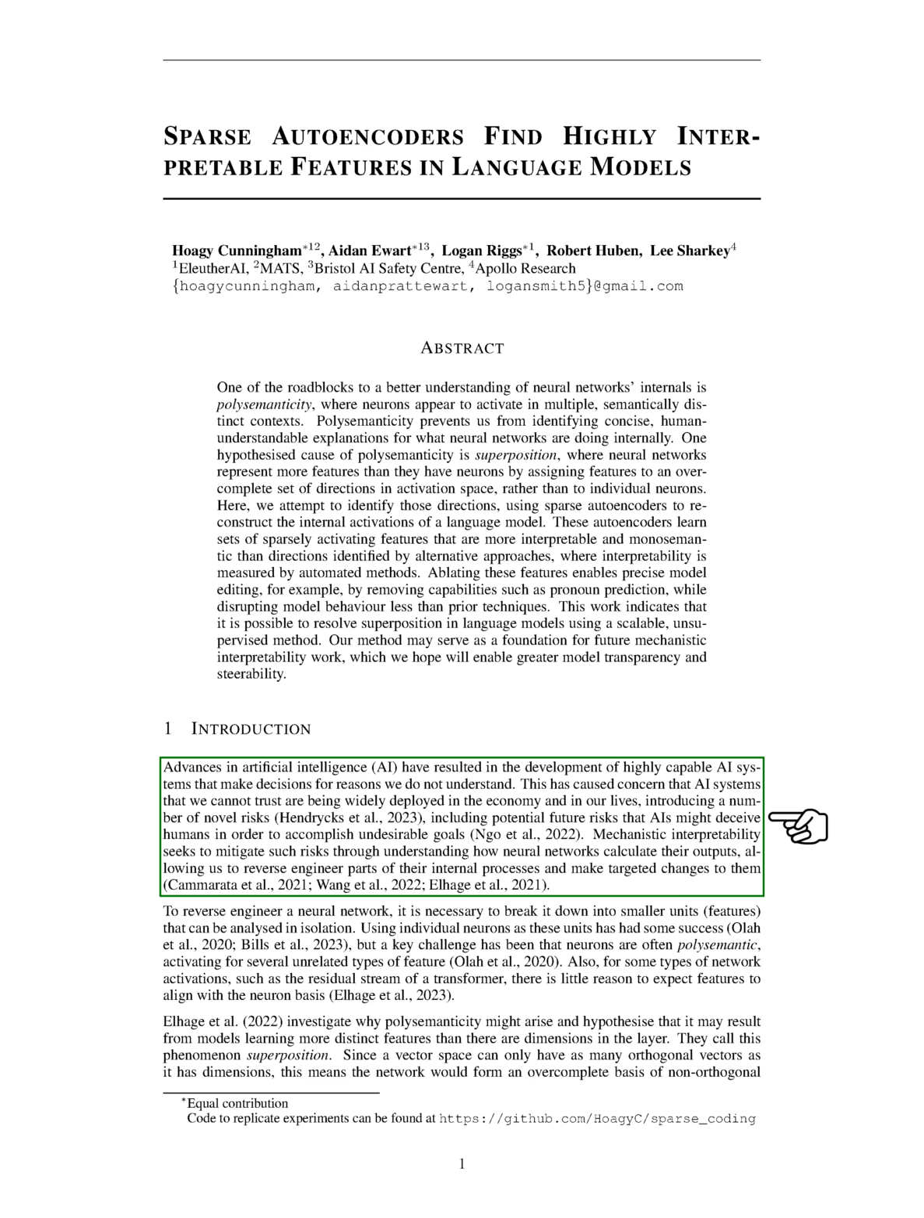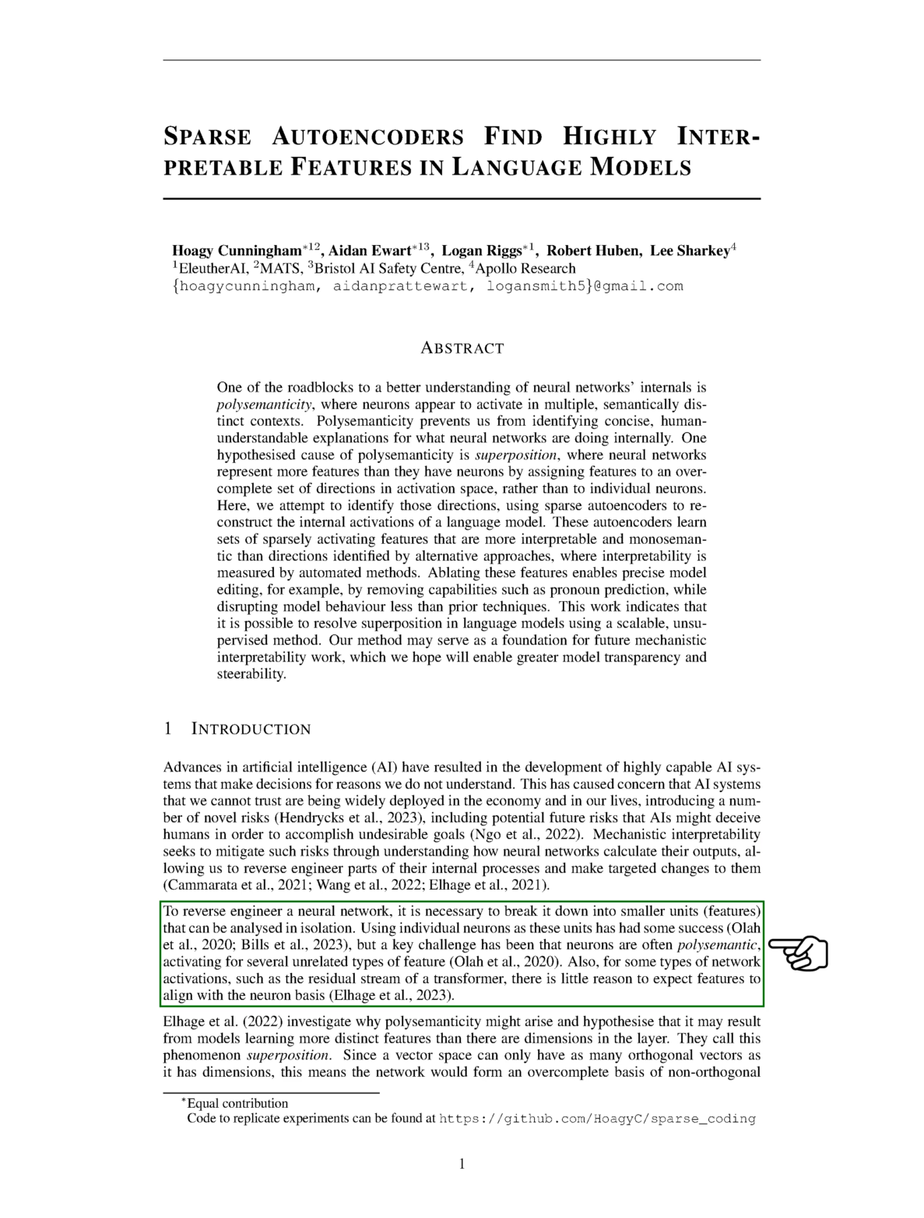To address these concerns, we're exploring a concept called mechanistic interpretability. This involves understanding how neural networks, the brain of AI systems, calculate their outputs. By doing so, we can reverse engineer parts of their internal processes and make specific changes to them.